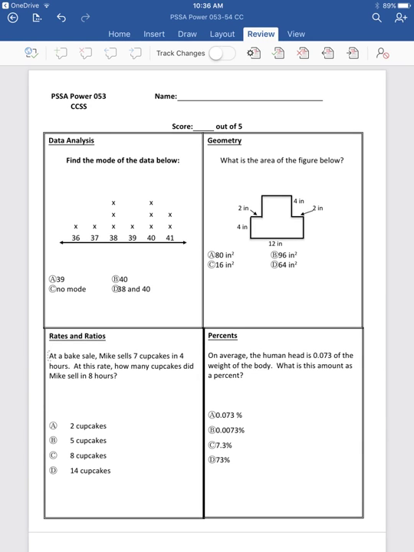Okay, we're going over PSSA Power 53, so make sure you make any corrections, leave any notes, and make sure you have your name on it when you hand it in. So, let's start with the first one.